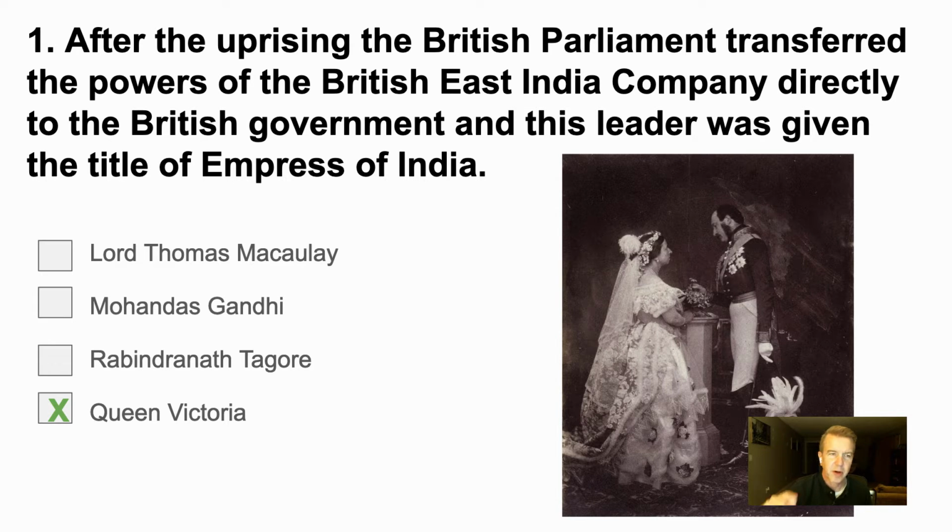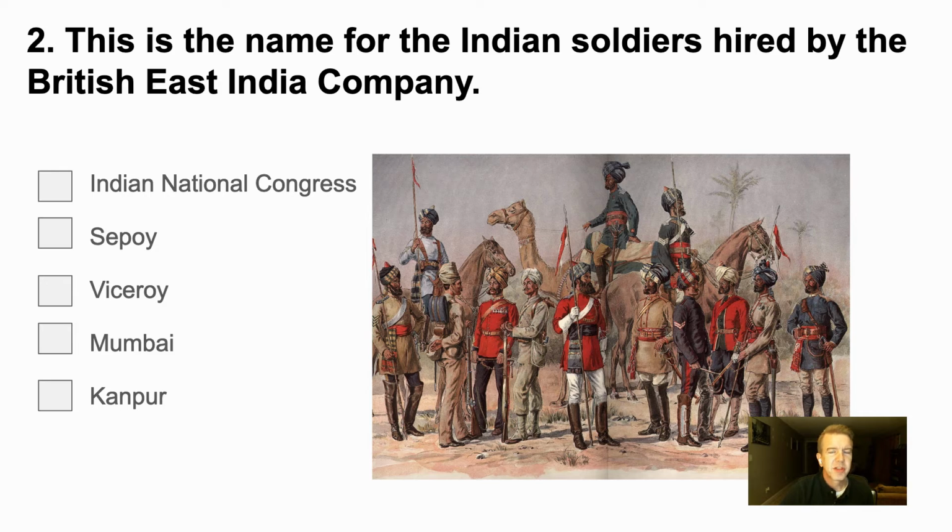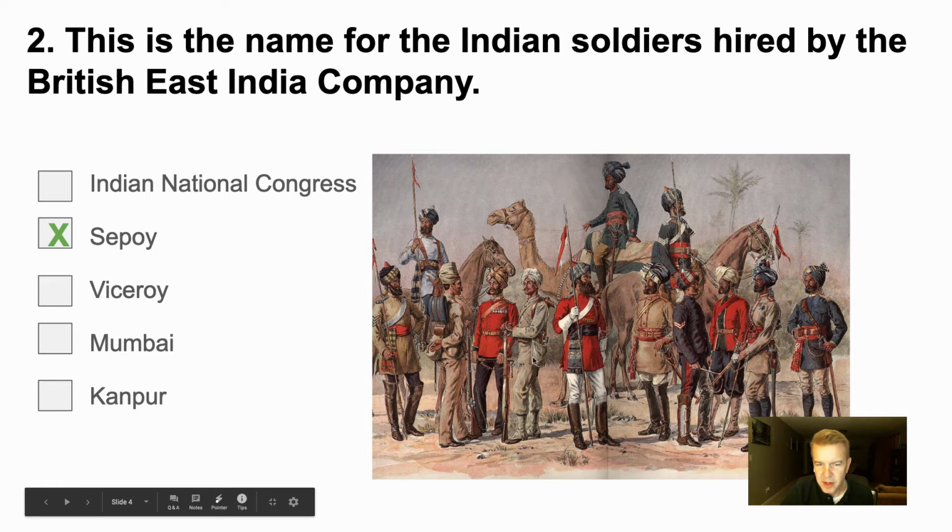She's the Queen of England. Her uncle, Leopold of Belgium, was the guy in the Belgian Congo. That's her husband, Prince Albert, of the Royal Albert Hall in London, and he's also her uncle's son. It's complicated. Okay, this is the name for the Indian soldiers hired by the British East India Company, and I've got the picture up there already.